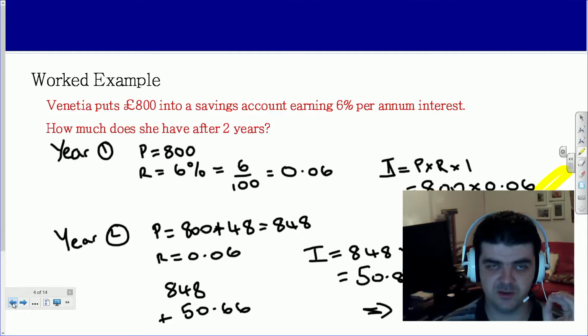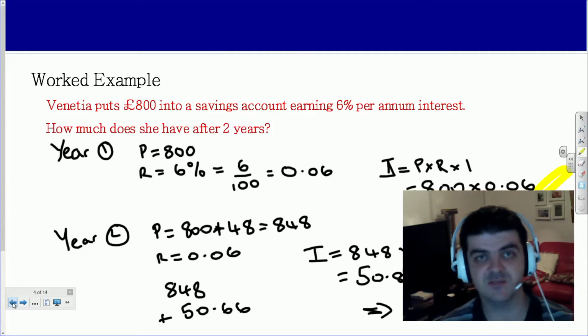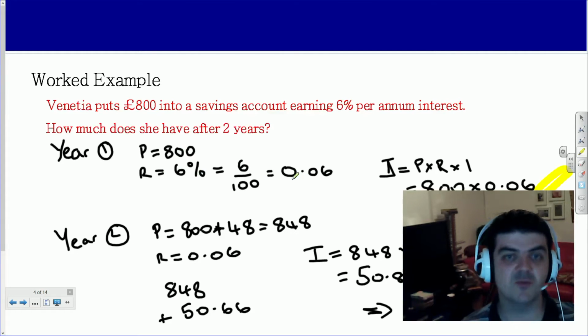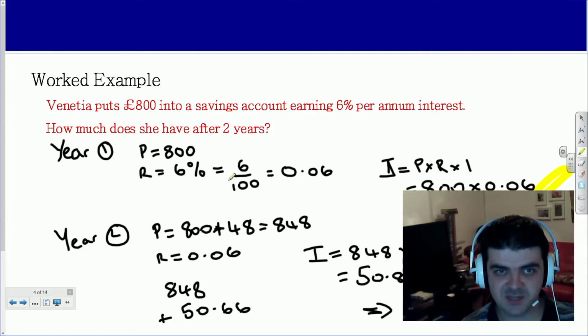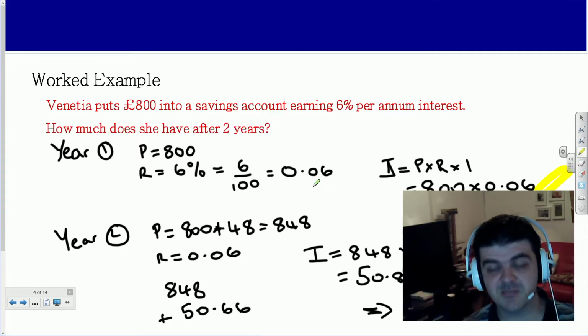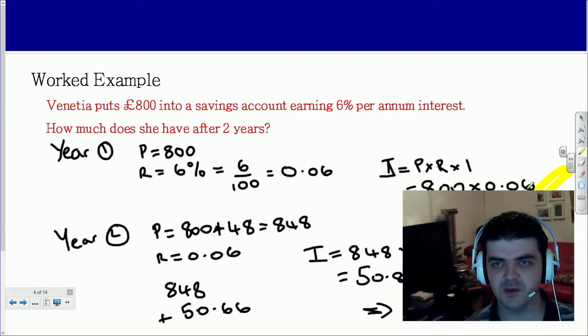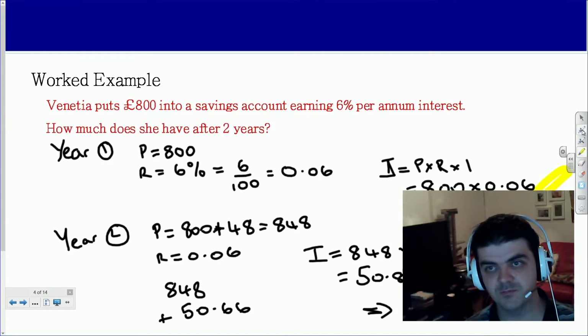So you would stick in your principal sum for the first year, which is your initial investment. In this case was £800. Our rate of interest is 6%, remembering that that's a percentage rate of interest and not just a number. So you're not putting in 6, you're turning that either into a fraction or a decimal, and I would suggest if using your calculator to use the decimal 0.06. Then we can work out I equals P times R times 1, or 800 times 0.06 times 1 if you want. But remember, if you're multiplying by 1, then it doesn't really change anything.